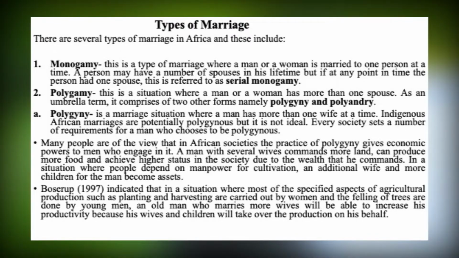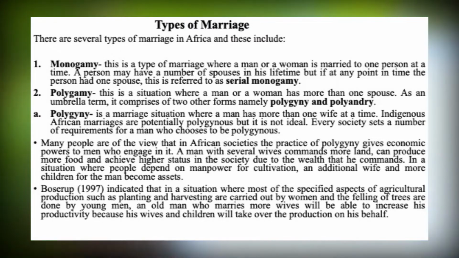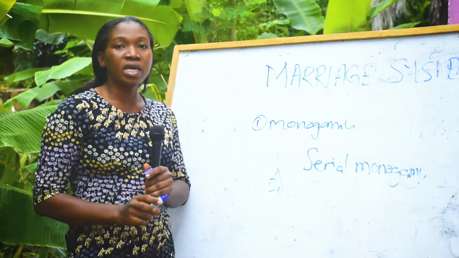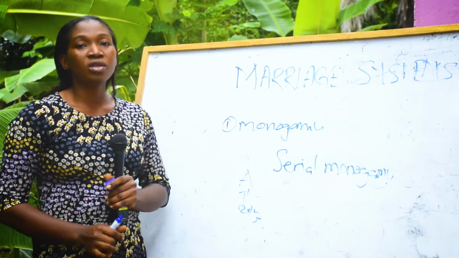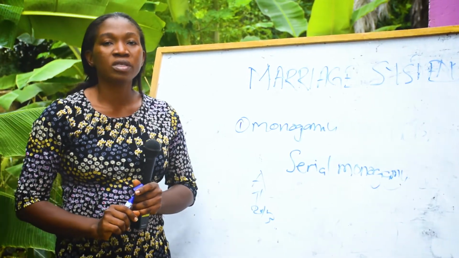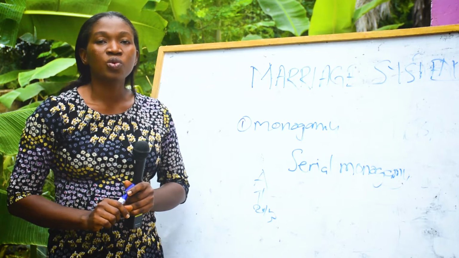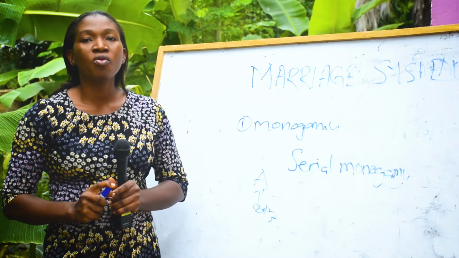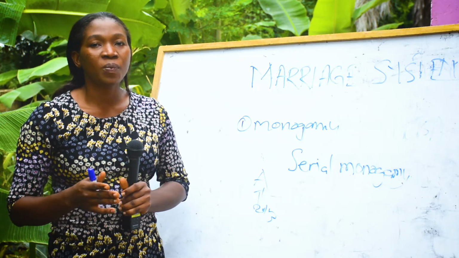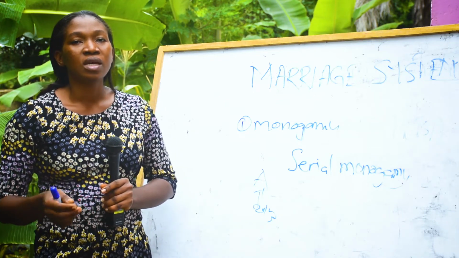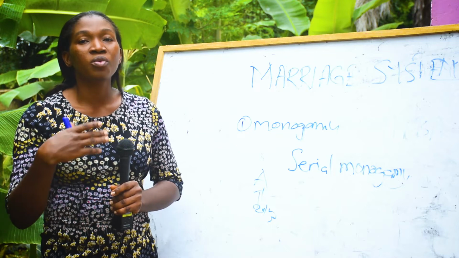Serial monogamy. Let me give you an example. For instance, Mr. A, in the year 2013 gets married. Then in 2017, there is a divorce. In 2020, Mr. A remarries. In 2030, something happens and they get separated. And then in 2032, he remarries.